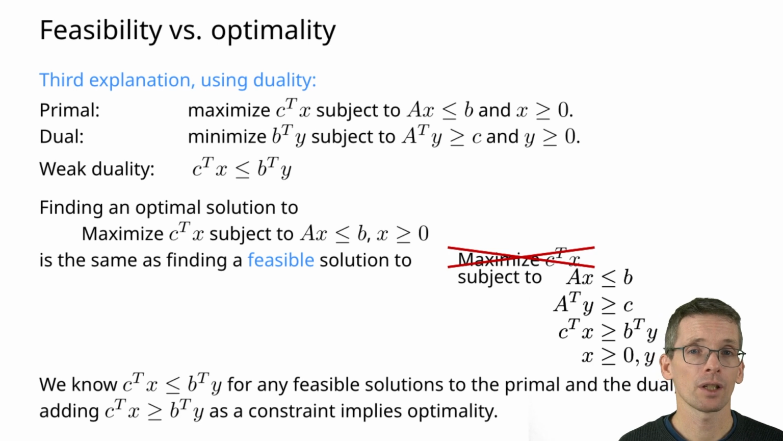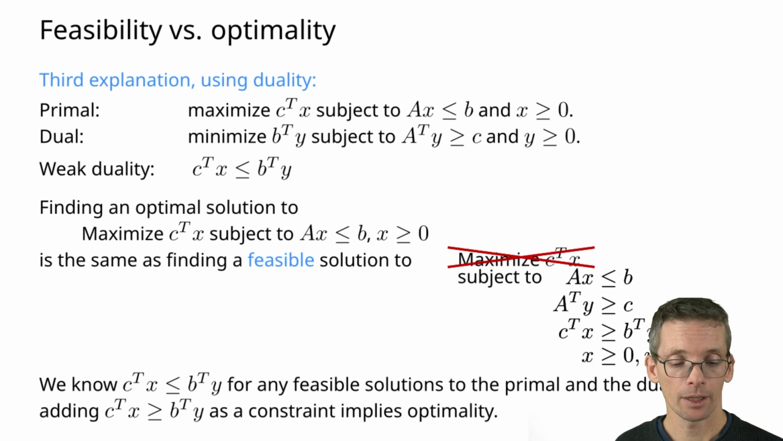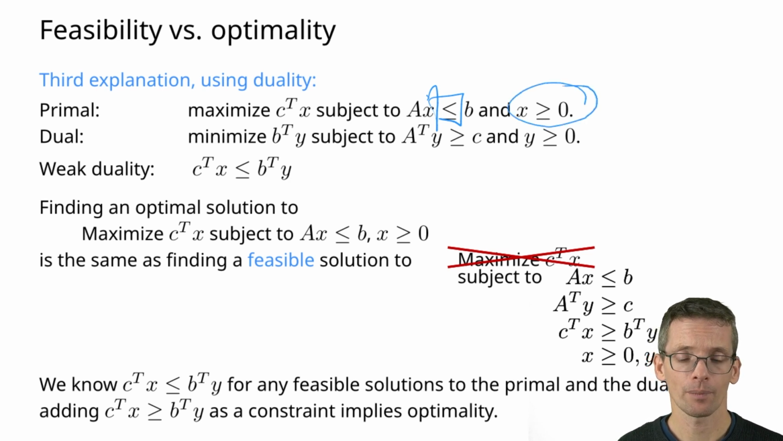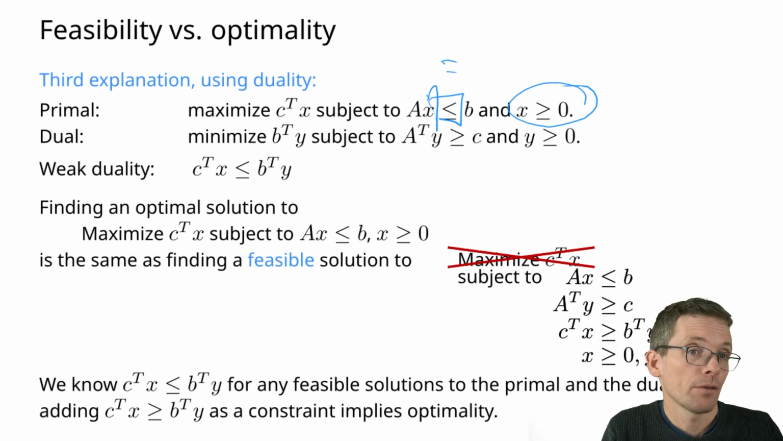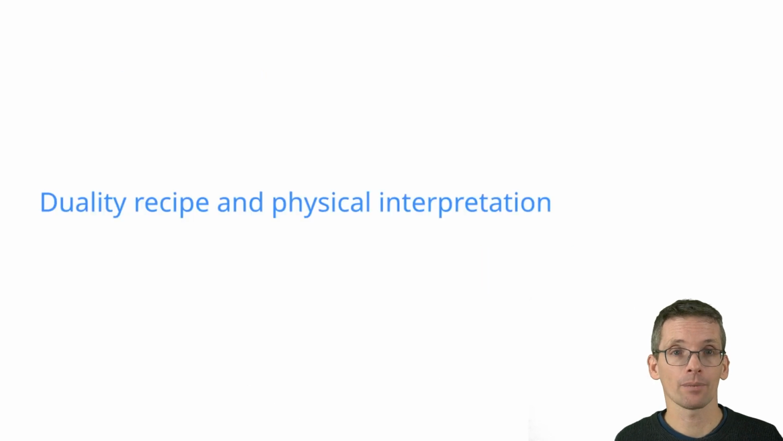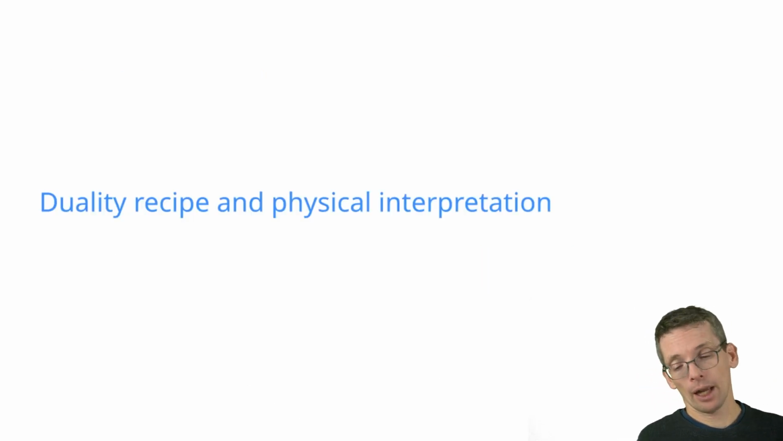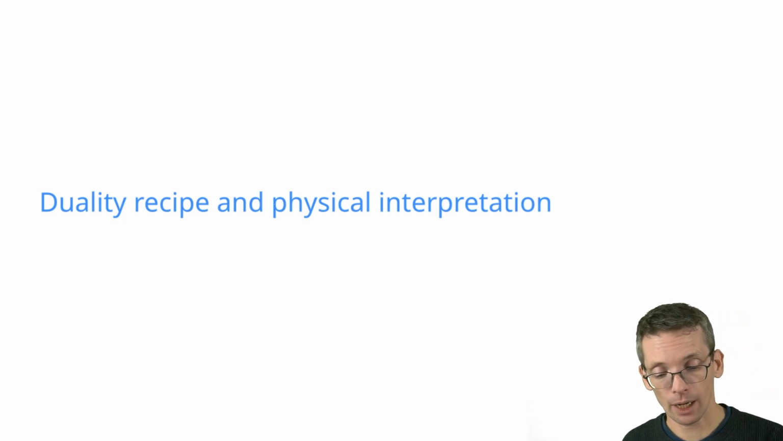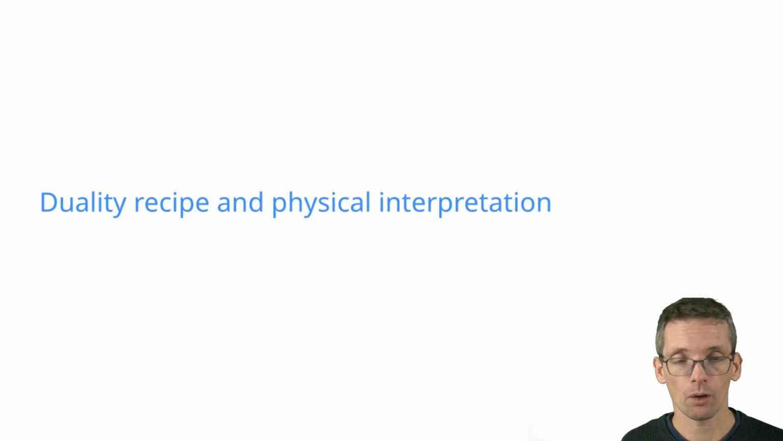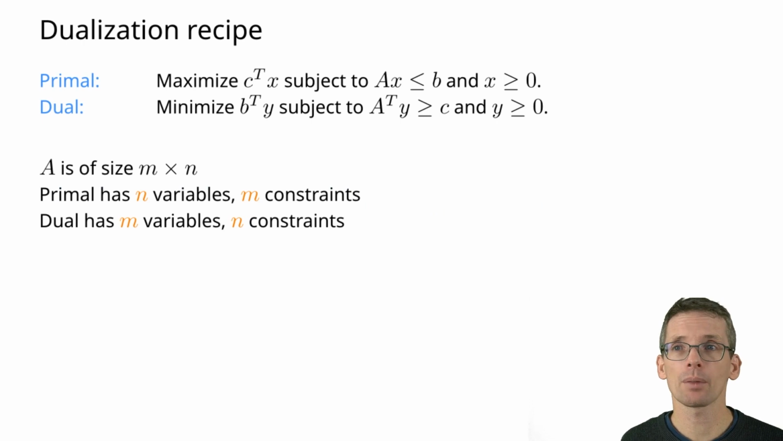So far in this video, we looked at linear programs where we had a smaller equal and non-negativity constraints. Next, we want to generalize this. So for instance, what happens if I have equality here, or what if there are no non-negativity constraints? I'll just give you this as a list. And after doing so, we will look at a physical interpretation of duality. But let's first do this recipe here.